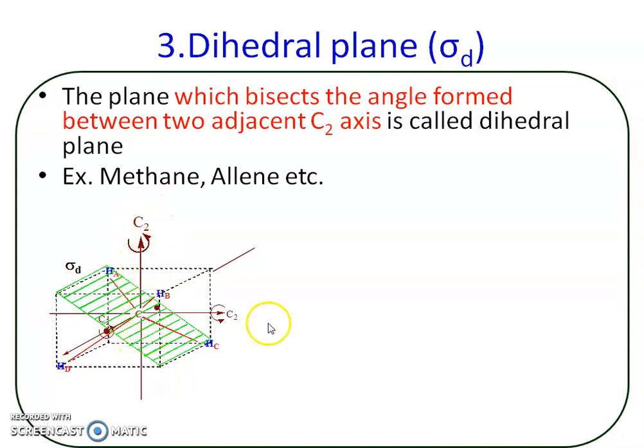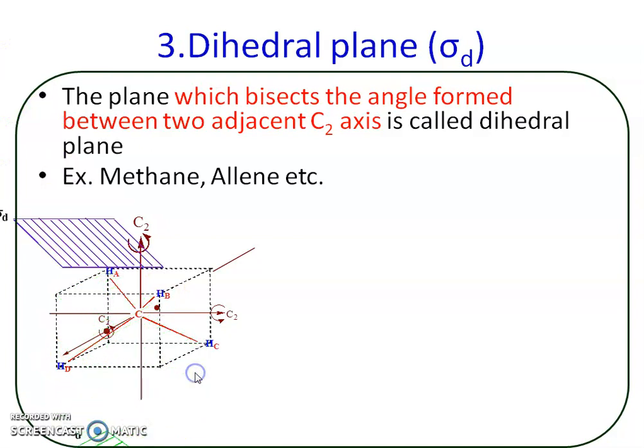This is one vertical axis and the other is this horizontal C2 axis, which is oriented along the X. At the same time, as I said, this plane is passing through HA, HC and carbon. Their positions will remain the same after reflection, but here the positions of HB and HD get exchanged after reflection, but overall the molecule will remain the same. Their orientation will not be changed, and therefore this is another dihedral plane.